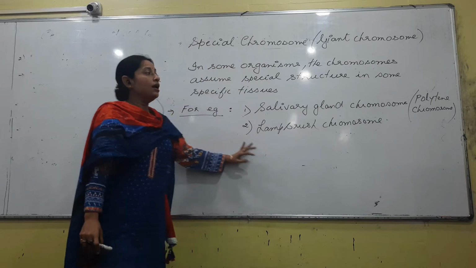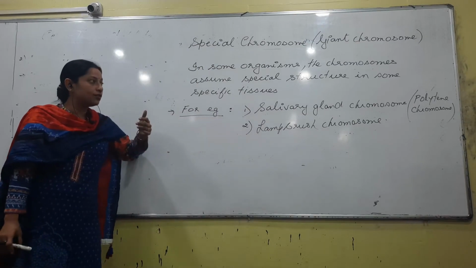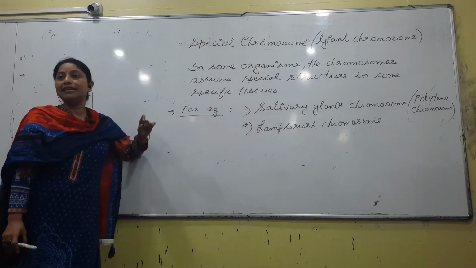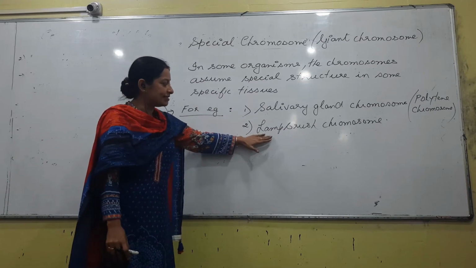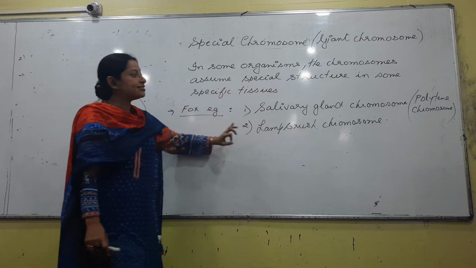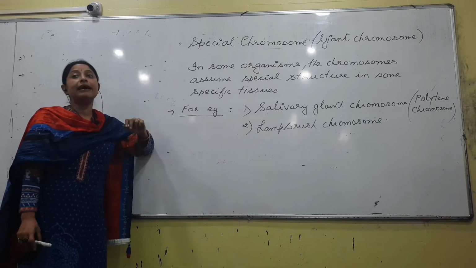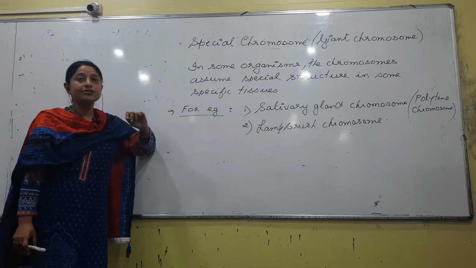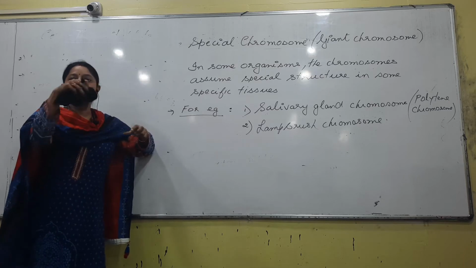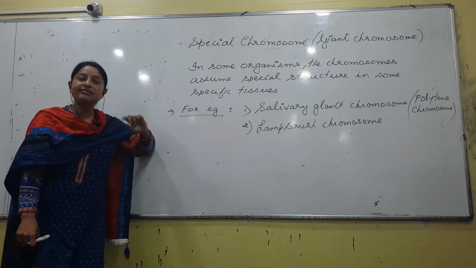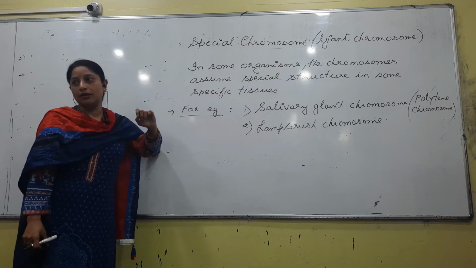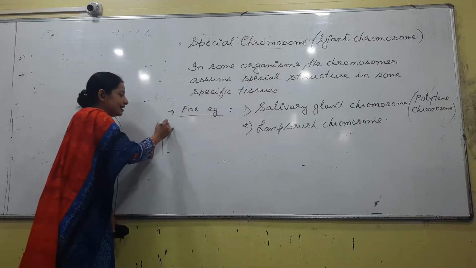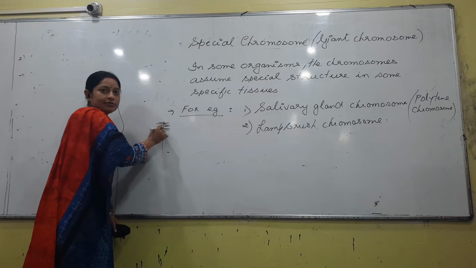What you need to know: polytene chromosome, why is it called polytene? Poly means many. We have something that is more in number. Next, the second is called lampbrush. Why is it called lampbrush? Because it looks like a lamp brush. What is a lamp brush? A brush used to clean a lamp. If you don't know, you know a bottle brush. How do you clean a bottle, right? You have something like this and something like this.